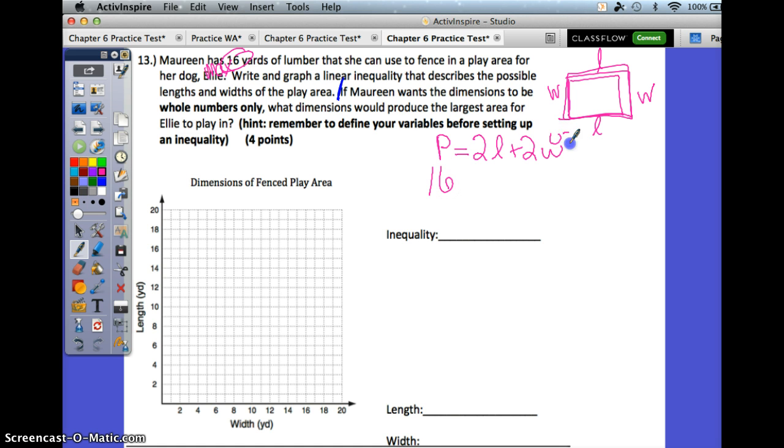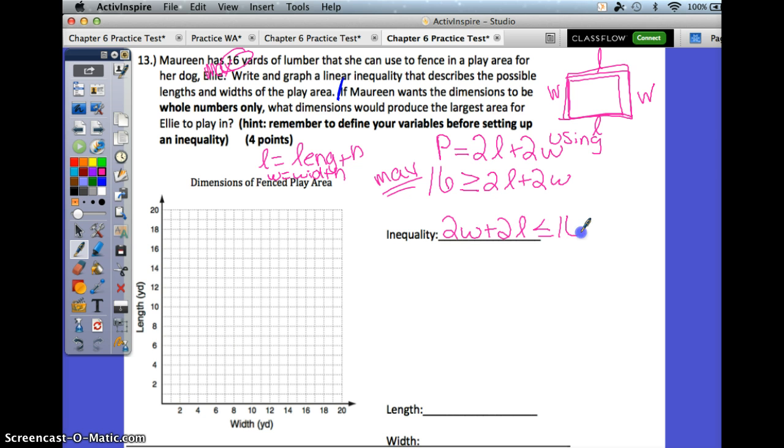So 16 is the maximum that she can have. Since it's the maximum, 16 has to be greater than or equal to 2 times the length plus 2 times the width, because it's the max it can be. Let's define L equals length and W equals width. I'm just going to rearrange it so I have 2W plus 2L is less than or equal to 16, just because I like to have my variables on the left.